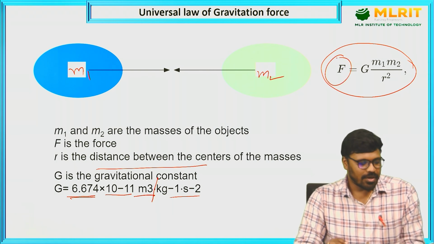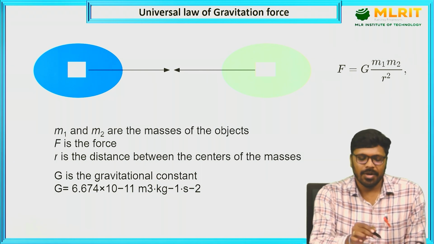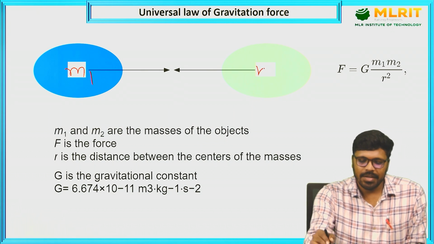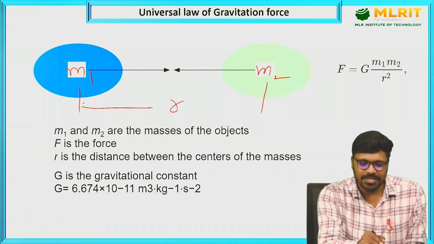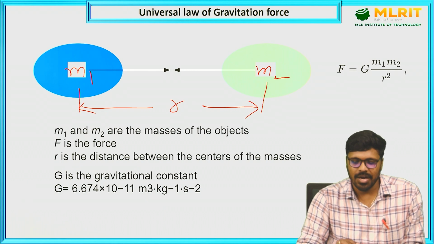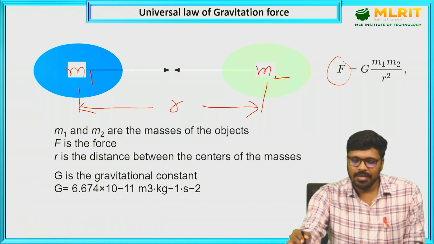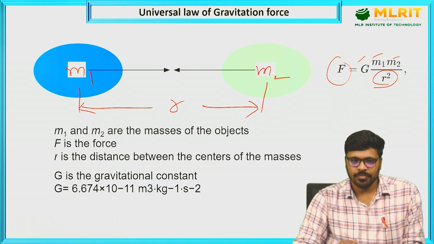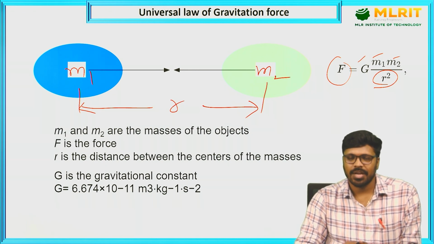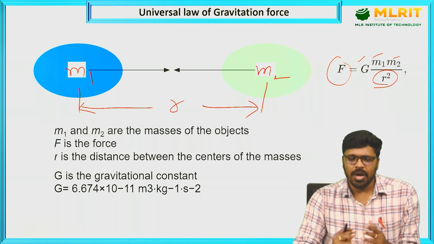Whatever bodies you take in this universe, if the bodies have masses m1 and m2 and the distance between the centers of the two bodies is r, then F will be capital G m1 m2 by r square. This is the universal law of gravitational force. So how do you apply this and how do you calculate this?